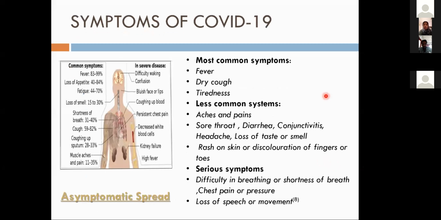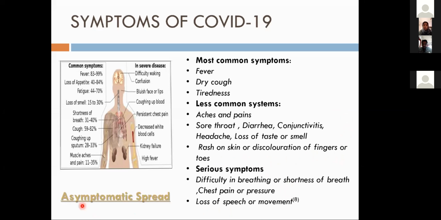Symptoms. As far as people are concerned, we are aware of a disease when they start to show symptoms. So what are the symptoms of COVID-19? The most common symptoms, as you all may know, are fever, dry cough, and tiredness. Less common symptoms are aches and pains, sore throat, diarrhea, conjunctivitis, headache, and loss of taste or smell. Rash on skin or discoloration of fingers and toes are also less common symptoms. Serious symptoms include difficulty in breathing or shortness of breath, chest pain or pressure, and loss of speech or movement, which need immediate hospitalization.